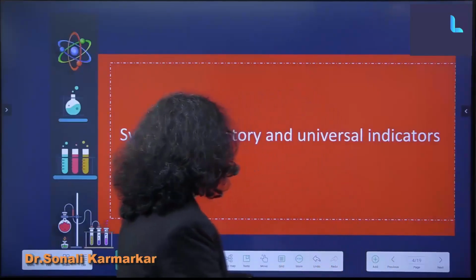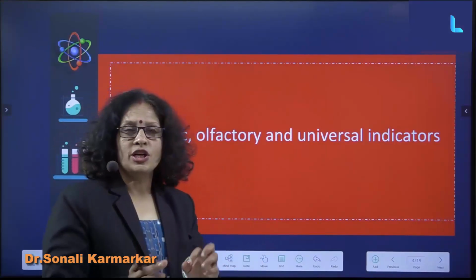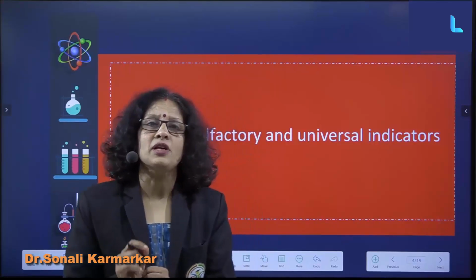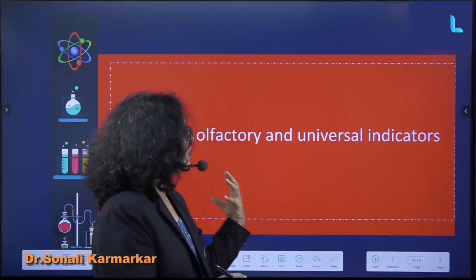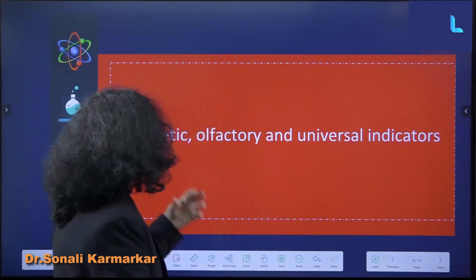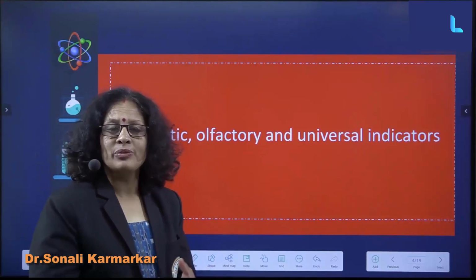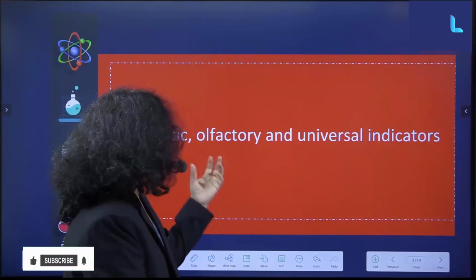Examples of indicators. Okay, so what is an indicator? It indicates the completion of a reaction by a specific color change. There are different kinds of indicators. We have synthetic indicators, which are prepared in the lab by mixing certain chemicals.